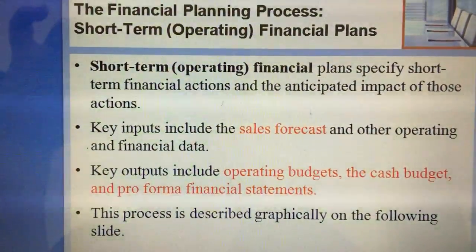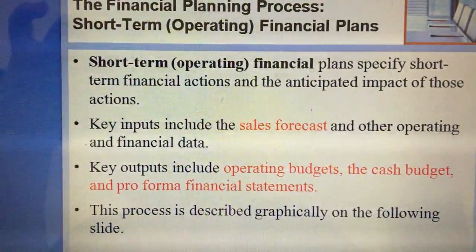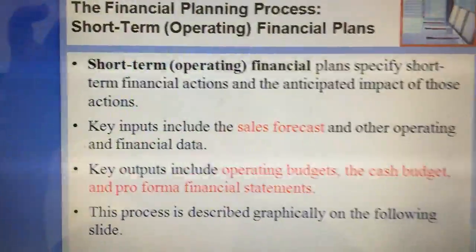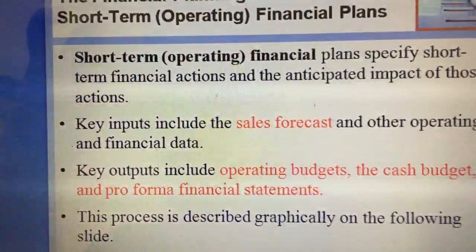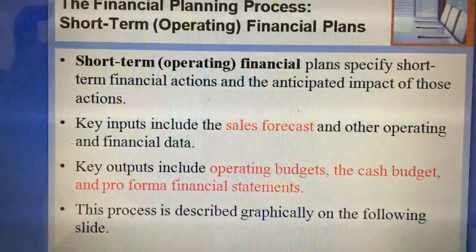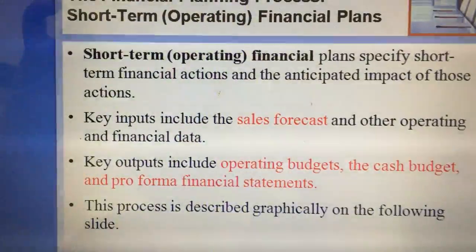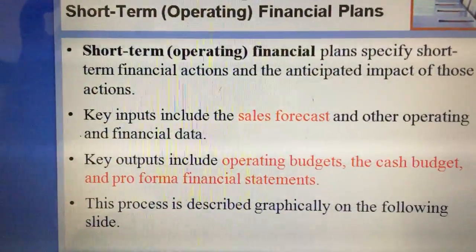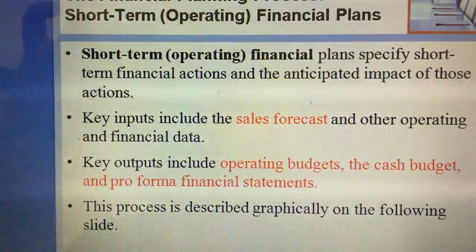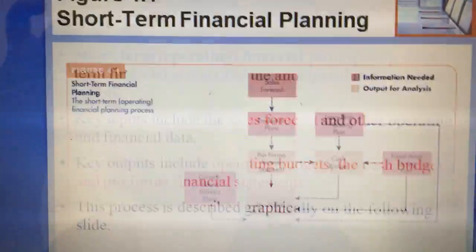Short term, again, has to do with what you're doing in the current year. I guess in this case it might be less than 2, but just keep in mind a year is a good time span to look at operating. You want to forecast your sales. That is the very first budget that's prepared, your sales forecast or your sales budget. And then you want to look at other budgets called operating budgets, cash budgets, and your pro forma financial statements. Those are pretty short term.